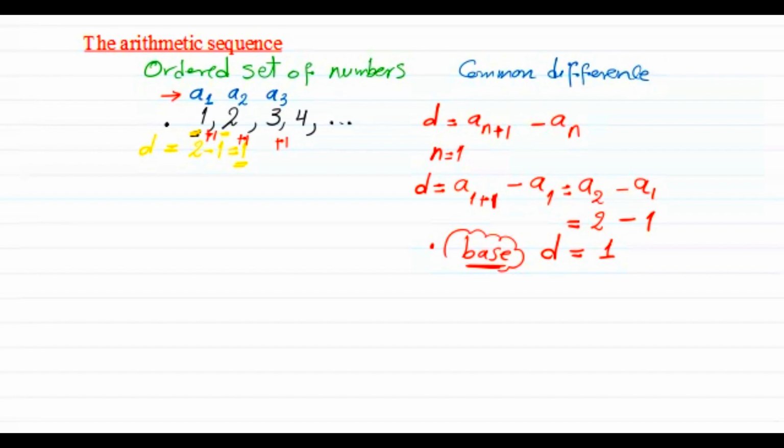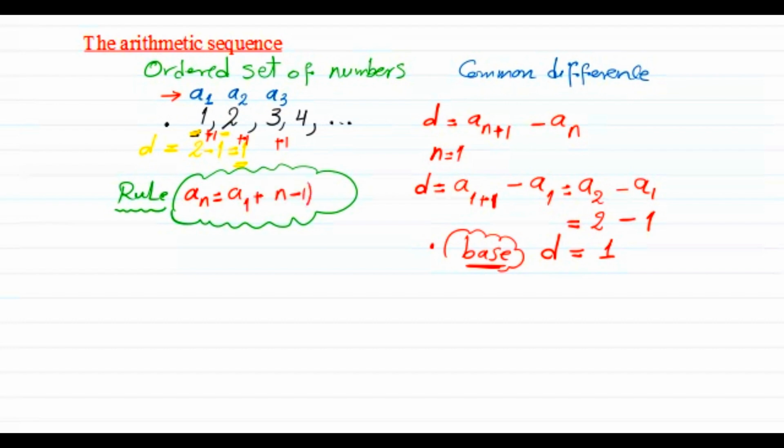Firstly, we have to know how to write the rule of this sequence, the rule that represents this sequence. To find the rule, you have to use the formula An equals A1 plus n minus 1 times D. What is the meaning of A1? A1 is the first term. n is the variable, the unknown in this general rule. And D is the base of the sequence.